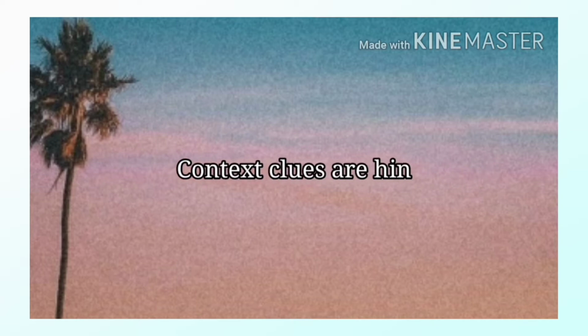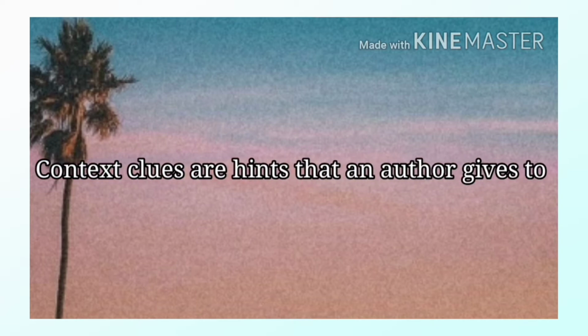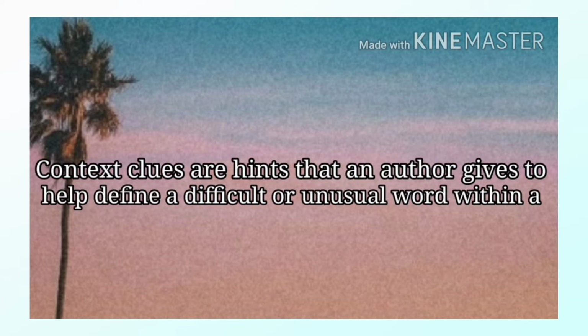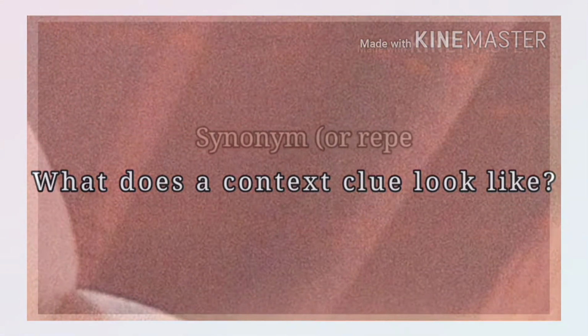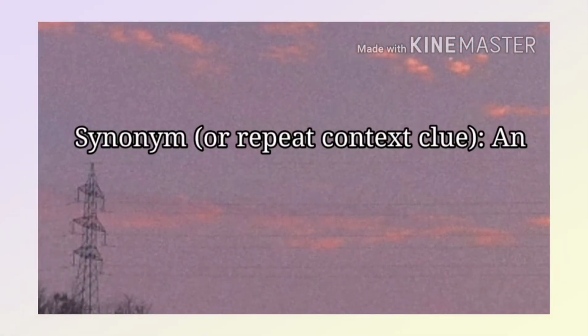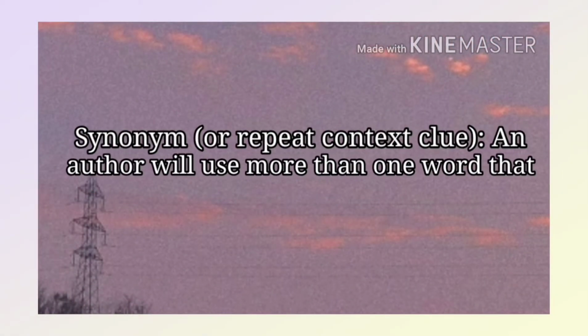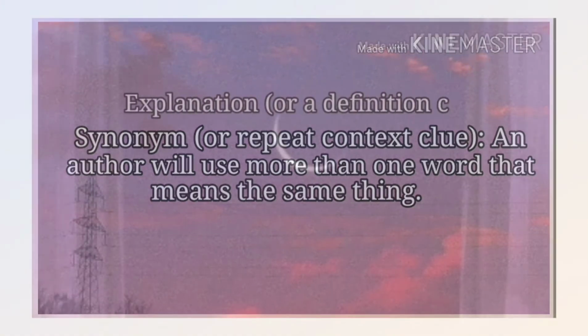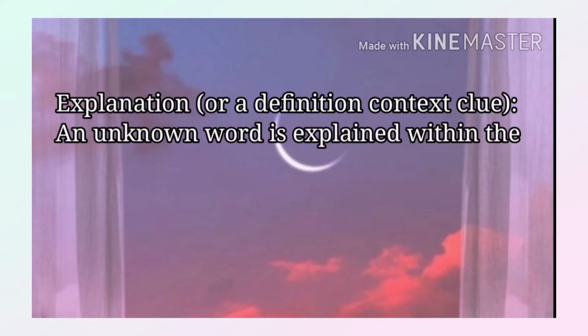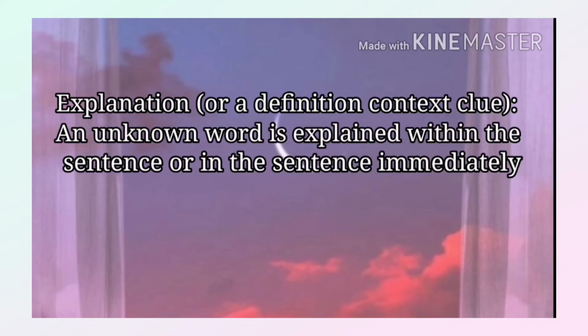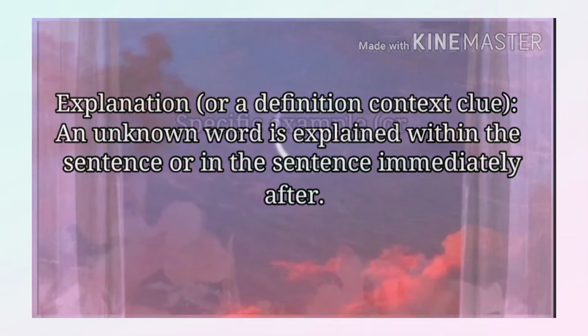What is a context clue? Context clues are hints that an author gives to help define a difficult or unusual word within a book. What does a context clue look like? First, there is the synonym or repeat context clue. An author will use more than one word that means the same thing. Second, an explanation or definition context clue. An unknown word is explained within the sentence or in a sentence immediately after.